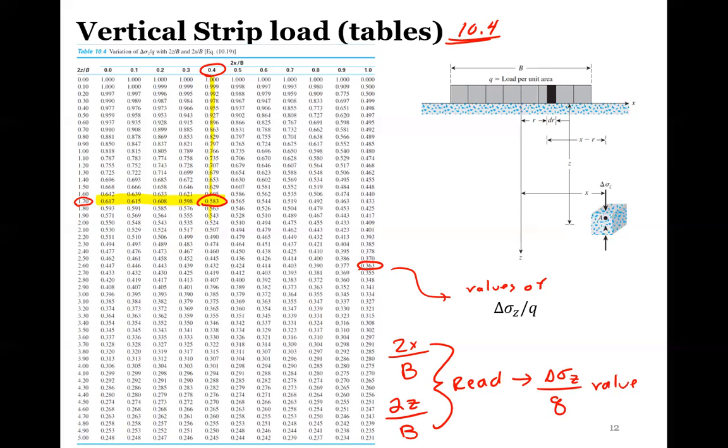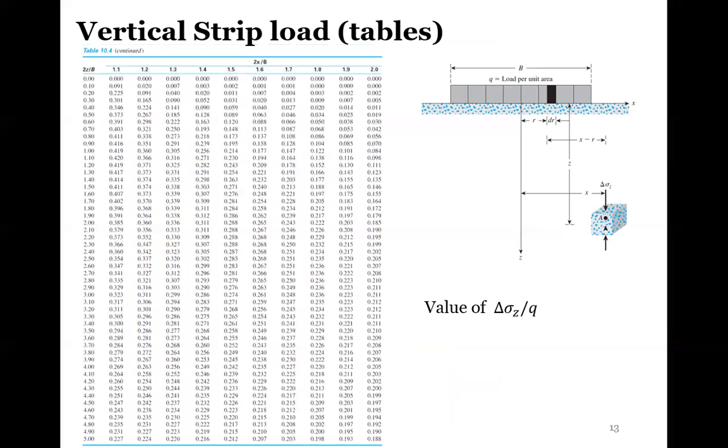There are multiple tables because you'll see this one goes from 0 to 1, and then this one is the same thing except 1 to 2. So this slide 13 and slide 12 are the same tables, just continuing on. When you look at your PDF in your notes on the Canvas page, these will be right next to each other, but I split them up for this. Again, same thing: find 2x divided by b and 2z divided by b, and where they intersect. This is for a vertical strip load.